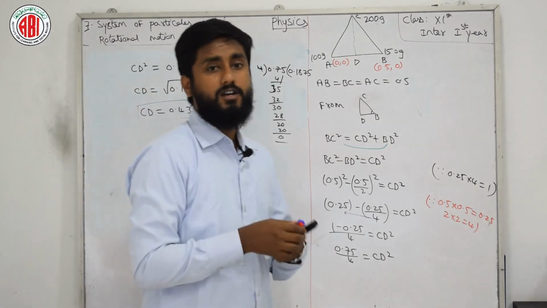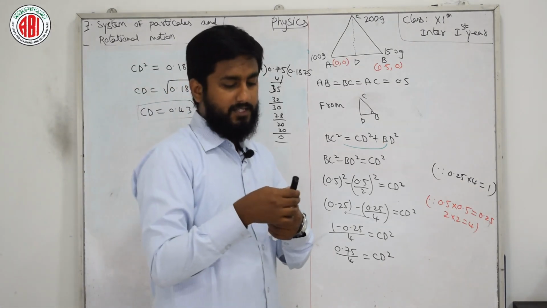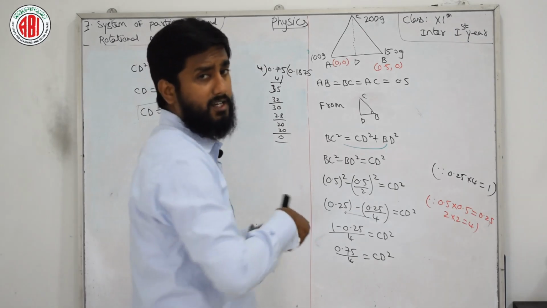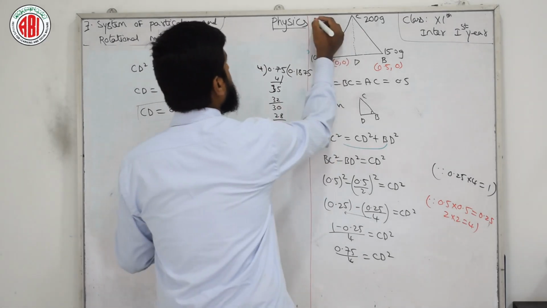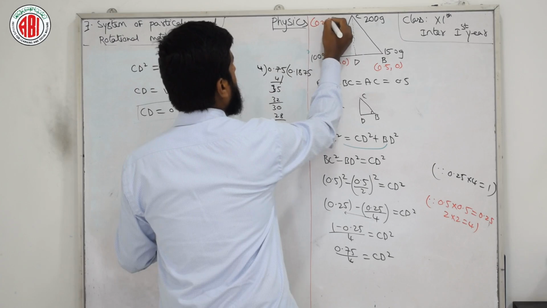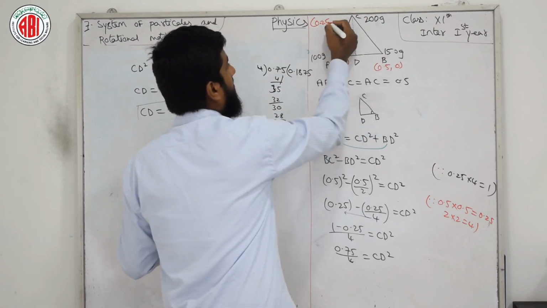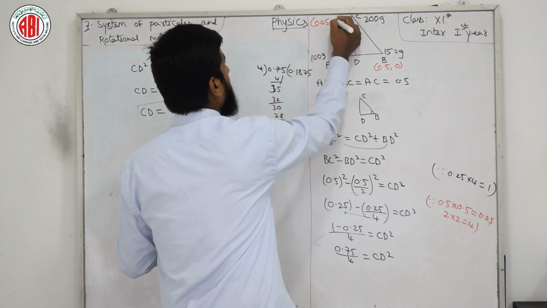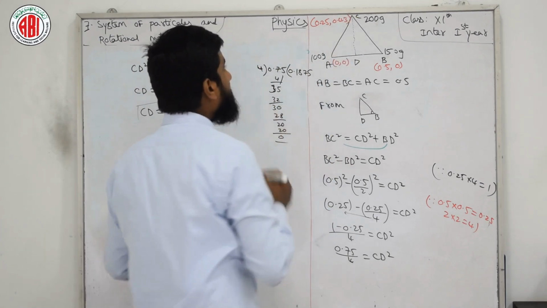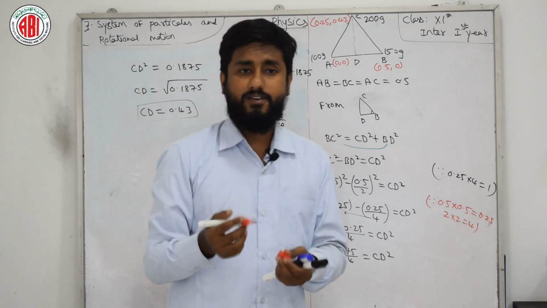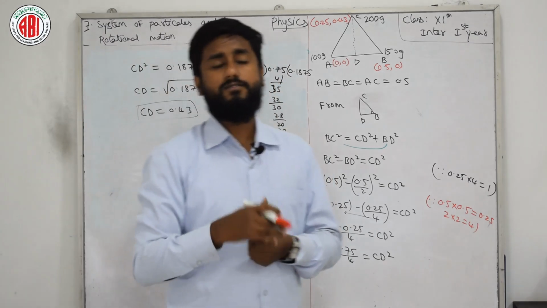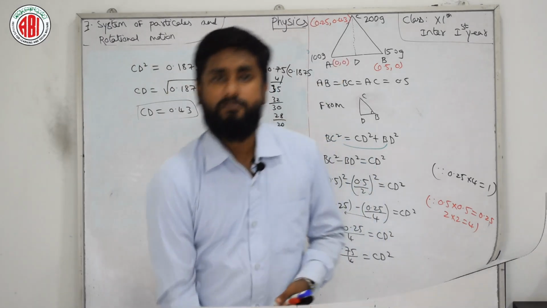So what is the coordinate for C? You know that here the x coordinate is 0.25. Why 0.25? Because it is half of AB, and the y coordinate we got is 0.43. So these coordinates are very important. After that we need to solve with the help of the center of mass formula.